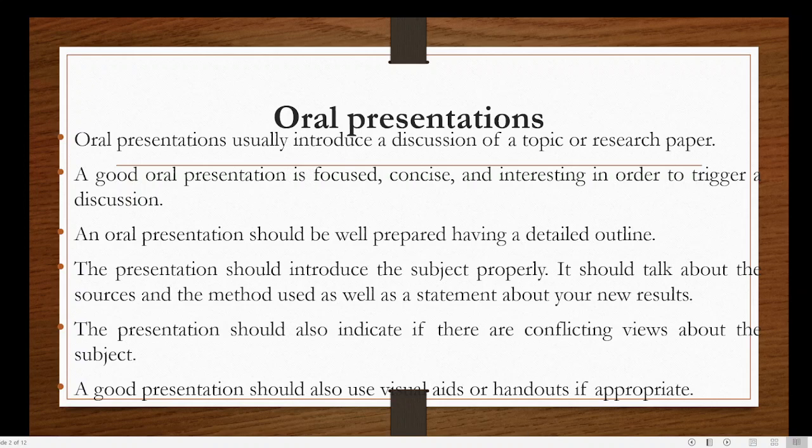You should talk about the sources and methods used. For example, when you are discussing a topic, you have collected information from different sources, and you have to mention them. You have to discuss the methods that you have used in your research project, and you have to state your major observations or major discoveries. All these will be part of a good presentation. A presentation should also indicate if there are any conflicting views about the subject. That is an important thing.